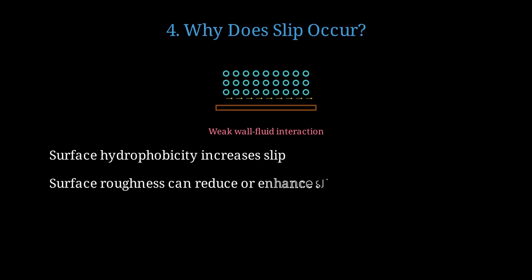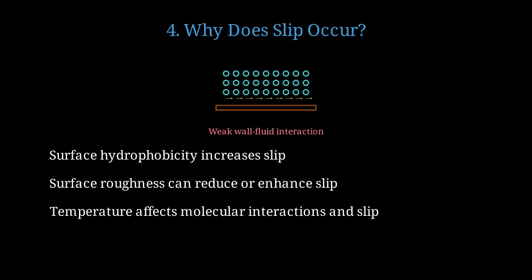Surface roughness at the nanoscale can either reduce slip by creating friction or enhance it by trapping air pockets that the liquid flows over. Temperature also plays a role. Higher temperatures increase molecular motion, which can change the strength of surface interactions and thus affect slip length.